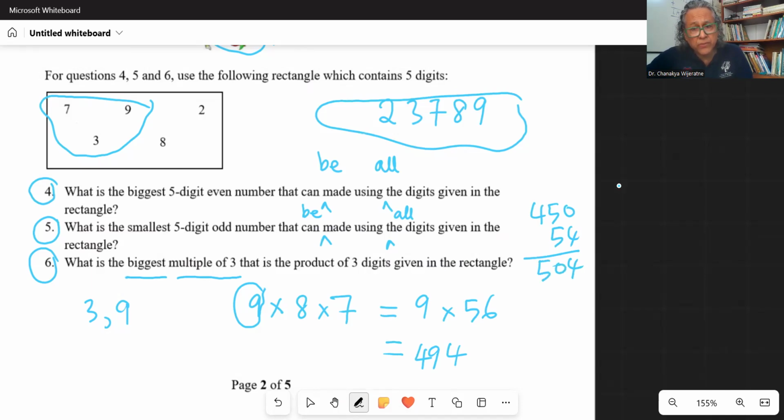So 9 times 50 is 450, and 9 times 6 is 54. You see, so 9 times 6 is 54, 5 is left, 9 times 5 is 45, plus 5 is 50. Yes, this is actually 504. So this is the answer, right? I hope I did not make a mistake. If I did, you need to correct it, okay?